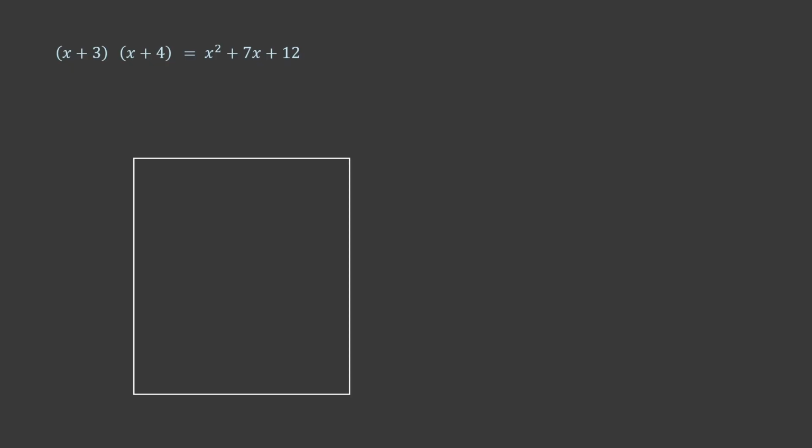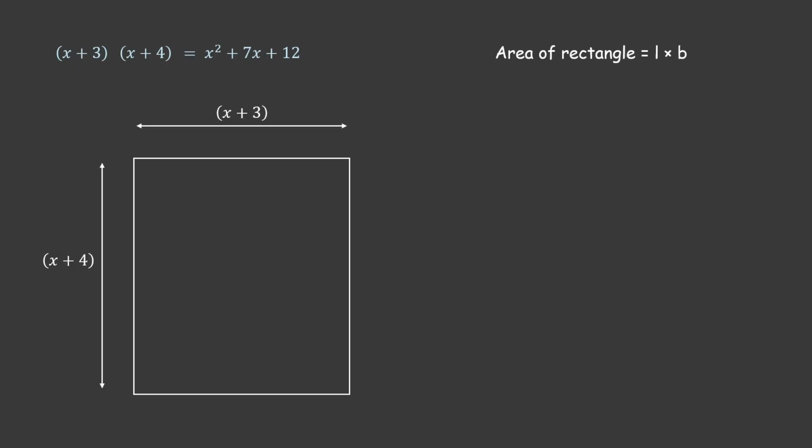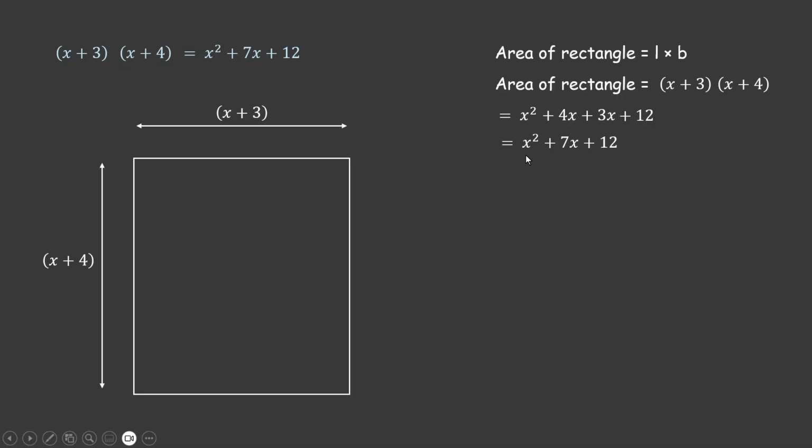Imagine a rectangle whose one side has a length of x + 3 and the other side has a length of x + 4. Now, we know that the area of a rectangle is given by length into breadth. So, the area of this rectangle will be (x + 3)(x + 4). Now, if we apply the distributive property, we get x into x is x², x into 4 is 4x, 3 into x is +3x, and +3 into +4 is +12. That is x² + 7x + 12.